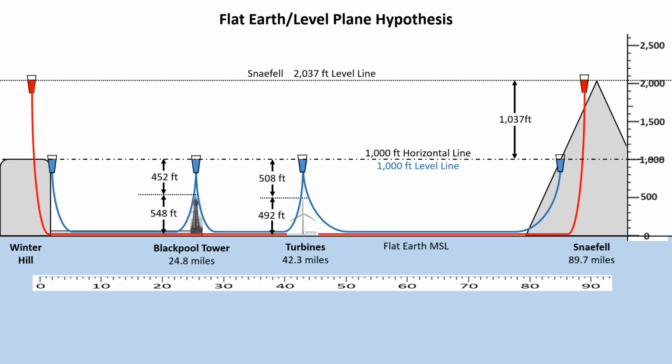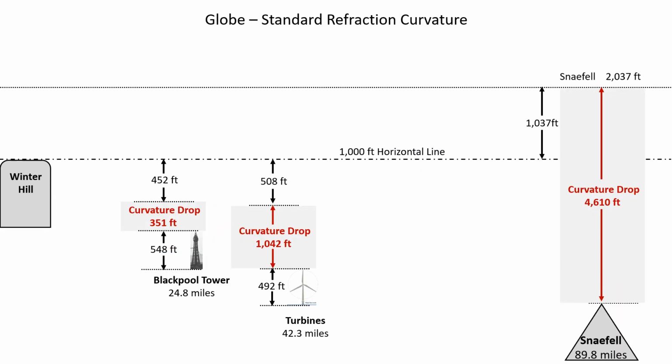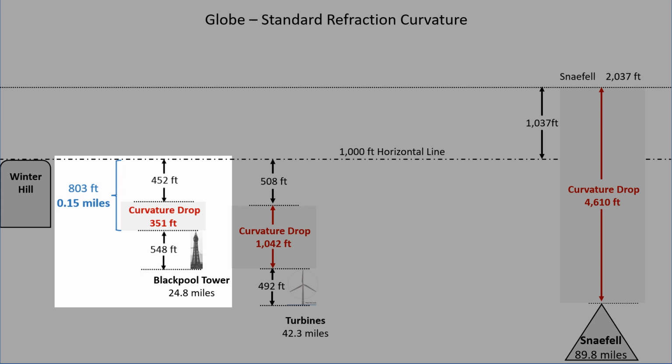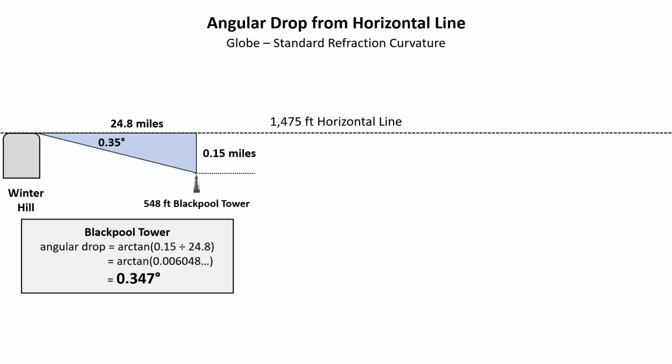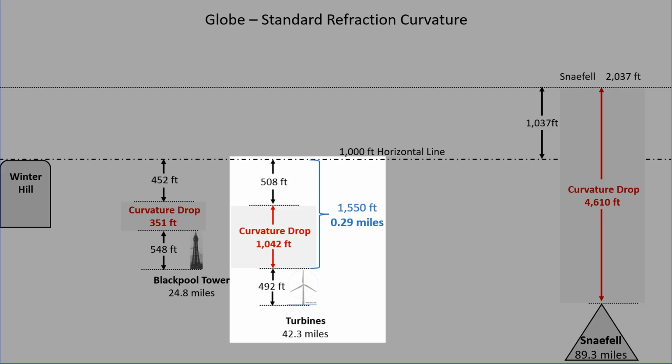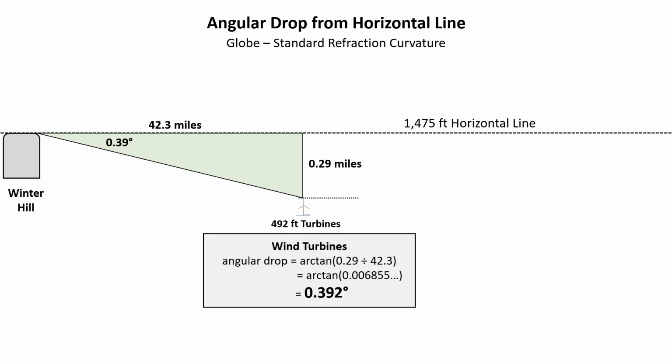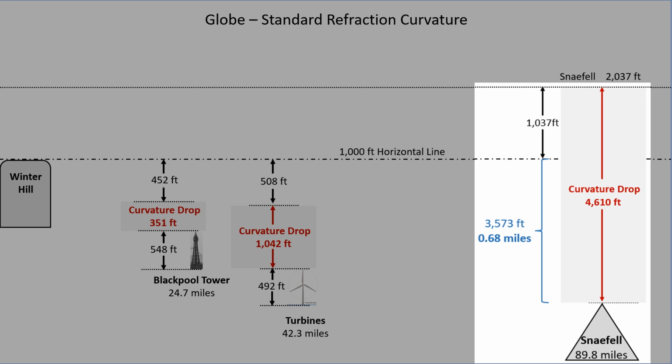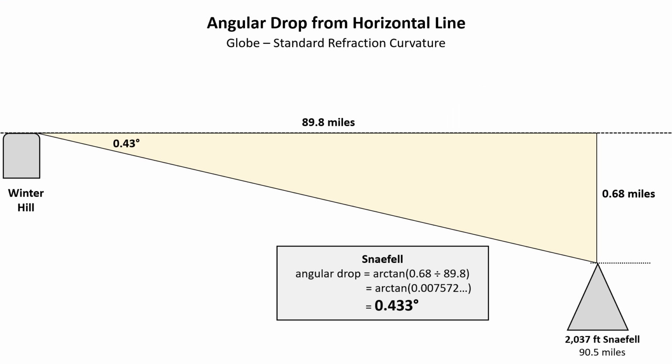So again, I started with the flat Earth model, and then I added curvature drop based on the standard refraction curvature rate. Blackpool Tower is 0.15 miles below the horizontal line, which is 0.35 degrees. The turbines are 0.29 miles below the horizontal line, or 0.39 degrees. And Snaefell is 0.68 miles below the horizontal line, which is 0.43 degrees.